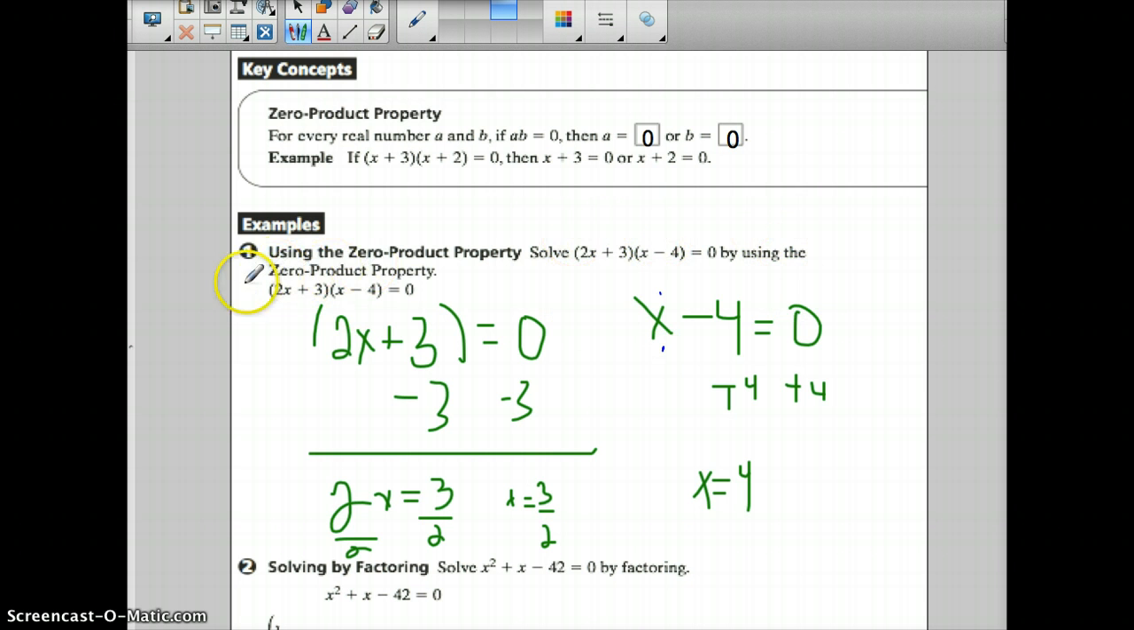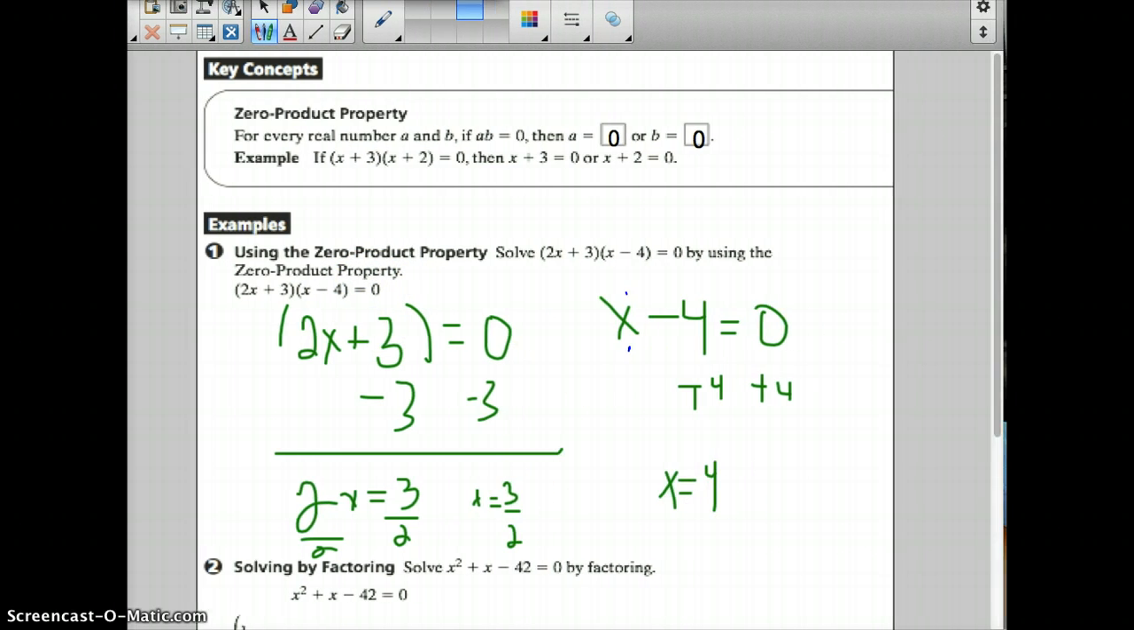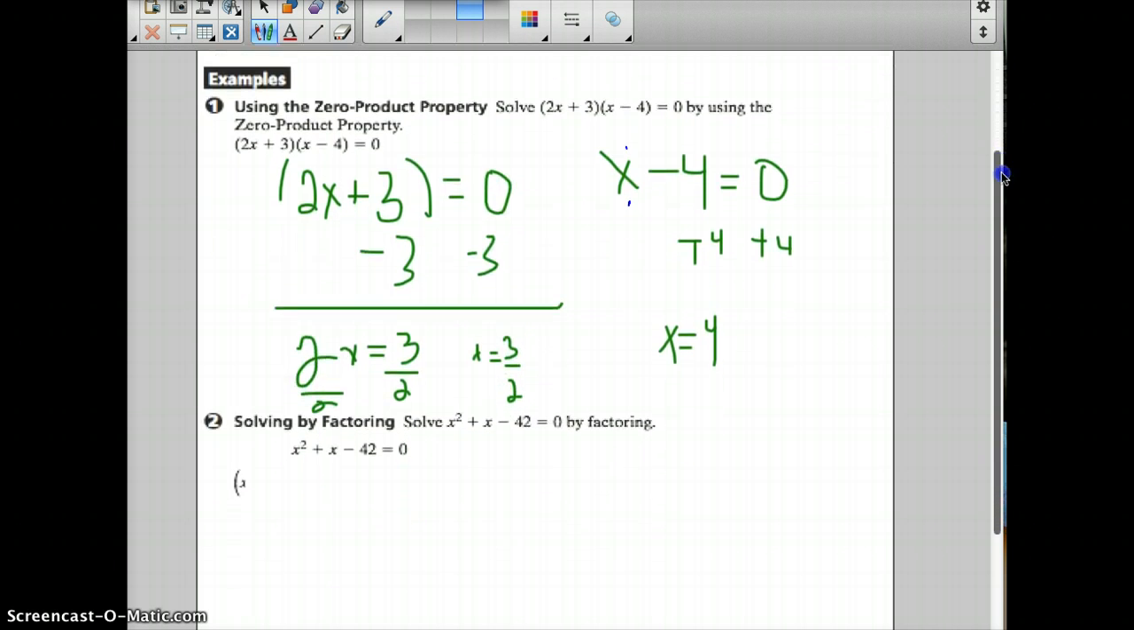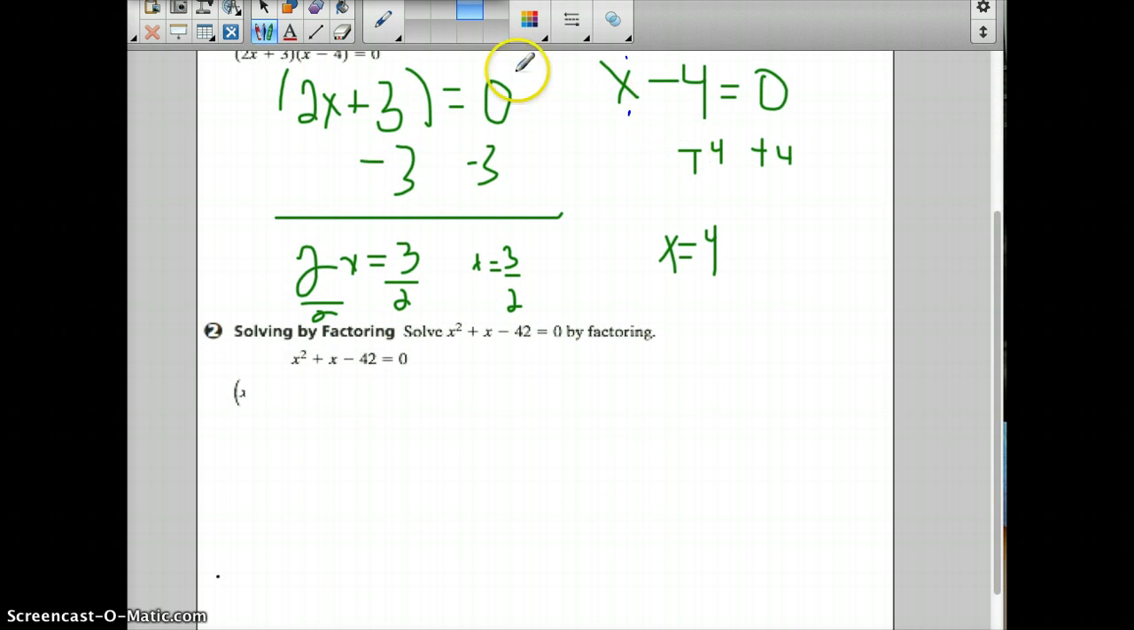You could also graph this equation and then find the zeros where it crosses the x-axis, and that will give you the same solutions here. But you can see how using factoring, or when you're given the factors, it's pretty easy to set them equal to 0. In the next problem here, we do not have the luxury of factors. However, you have the skills to factor.